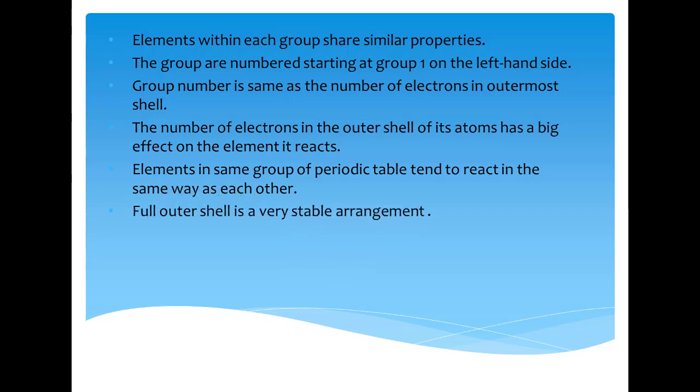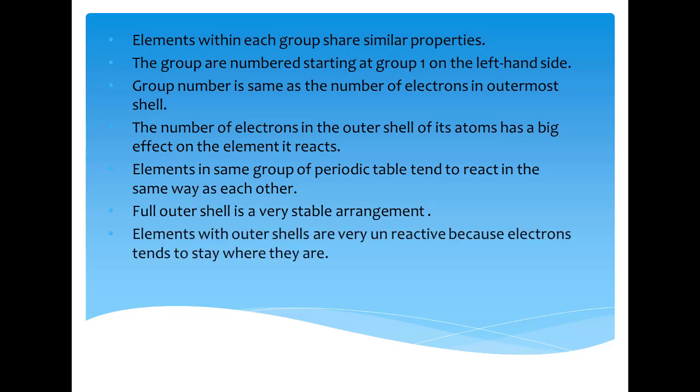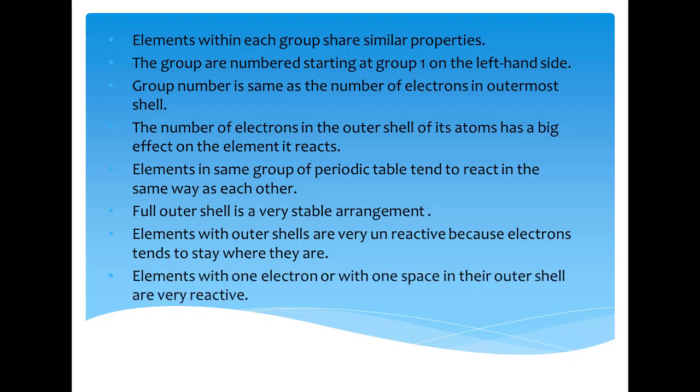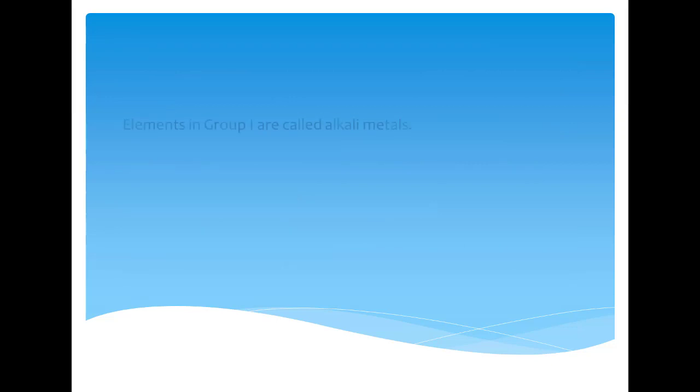A full outer shell is a very stable arrangement. Elements with full outer shells are very unreactive. Why? Because electrons tend to stay where they are. They won't move. Elements with one electron or one space in their outermost shell are very reactive, because either it can donate it to someone or it can adopt one from someone. So it is very reactive.